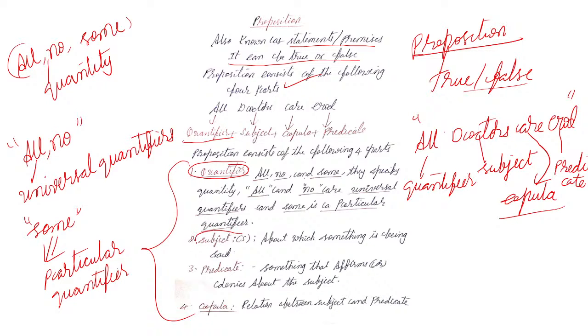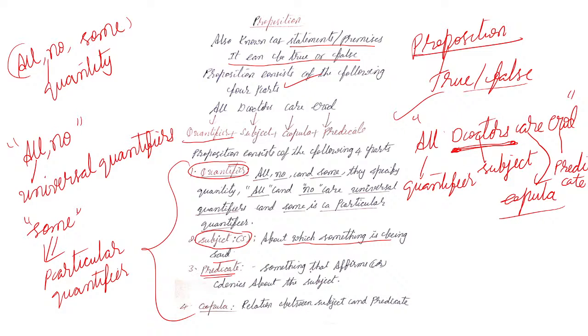Next, what is a subject? That about which something is being said. Here, about whom are we talking in this proposition? We are talking about doctors, right? That's why it is called the subject. We are comparing doctors with something else. That about which something is being said is called the subject.